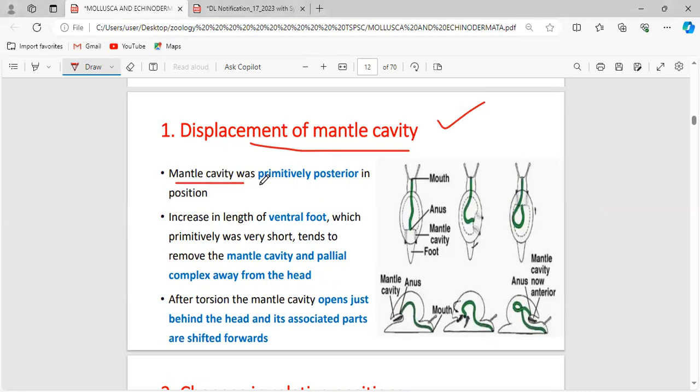The mantle cavity is primitively in a posterior position. Take a note: before torsion, write mantle cavity, it is initially in a posterior position. This is the mantle cavity. This is the anterior region where we can see the mouth, or the head region, and this is the posterior region with the tail or foot. Initially, the mantle cavity is in the posterior position.